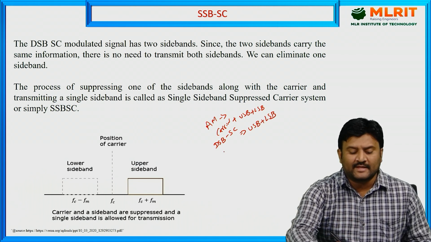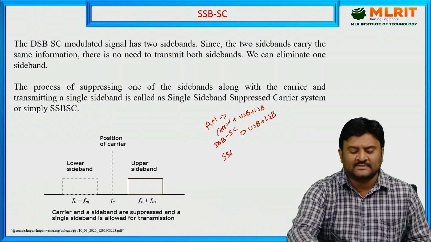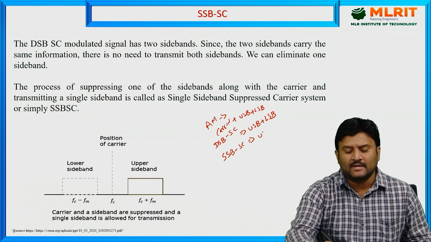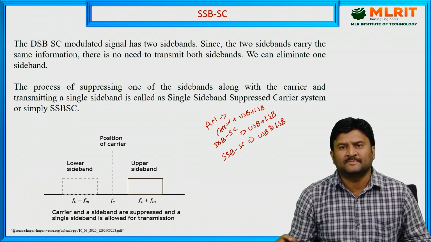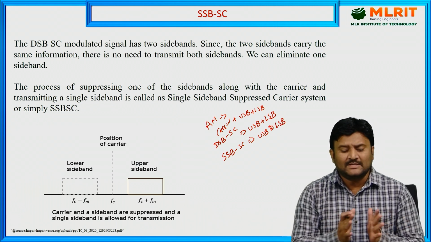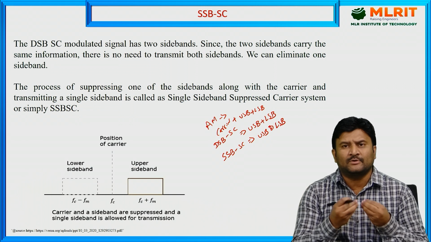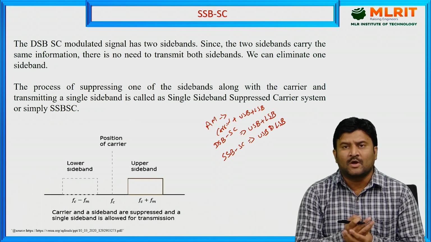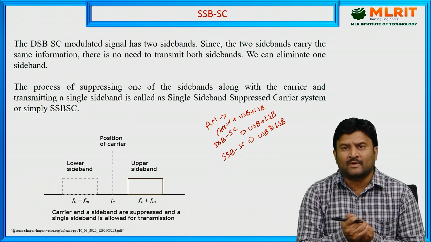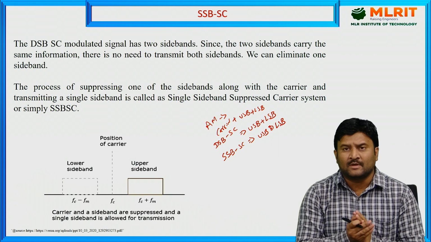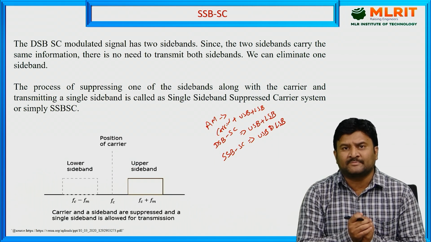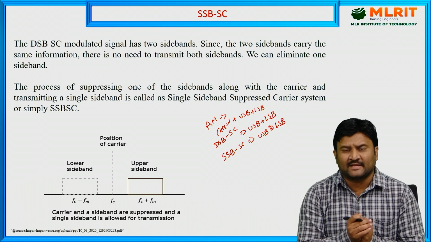The next AM technique is SSB-SC, single sideband suppressed carrier. Here, either USB or LSB. So, what is the main difference? Once you reduce the carrier, what is the advantage? Once you reduce the sideband and carrier, what is the advantage? How can the information be transmitted with one single band? All these things will be explained very clearly.